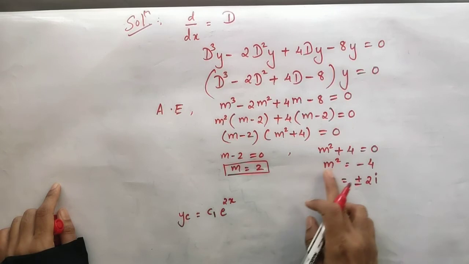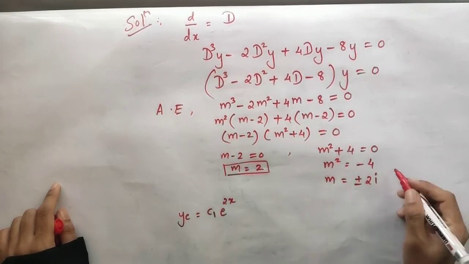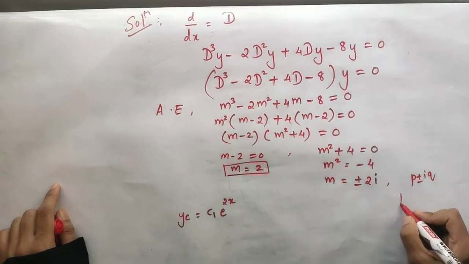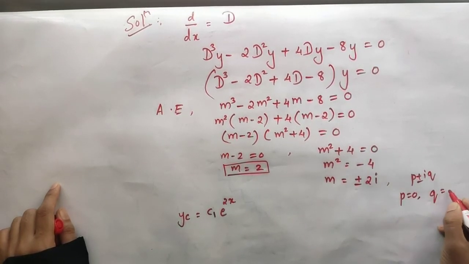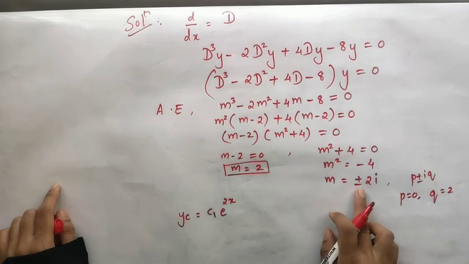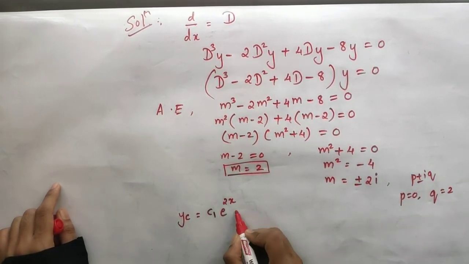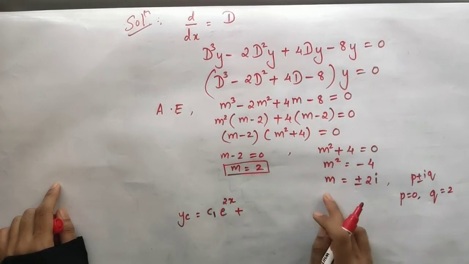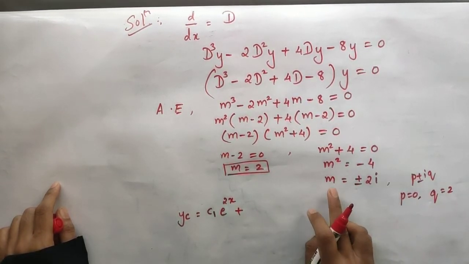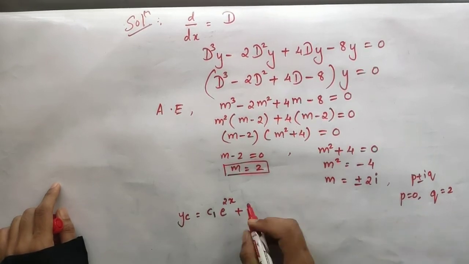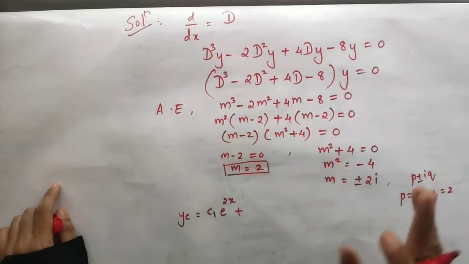Now there are other two roots which are imaginary and they are in the form p plus or minus iq. P value is 0, q value is 2. Yes or no? Just compare it with the standard form I have taught you. Now how do you write the solution for an imaginary root? I have taught you in the previous session. P is 0, right? So it will be e to the power 0 into x, which will be 1.